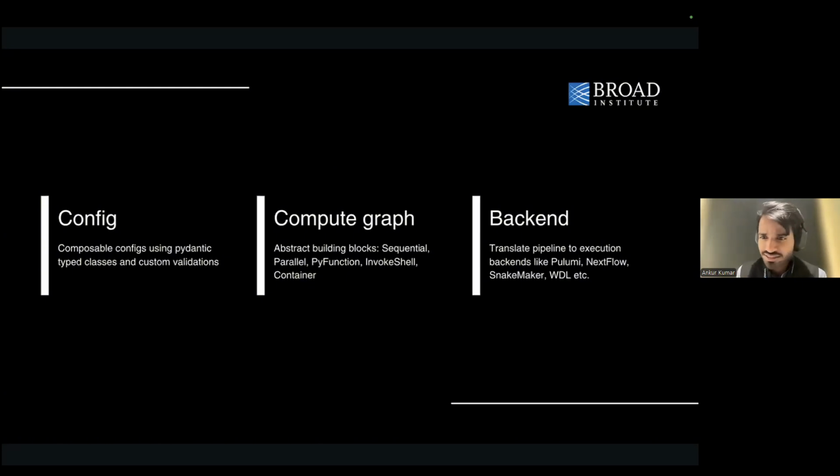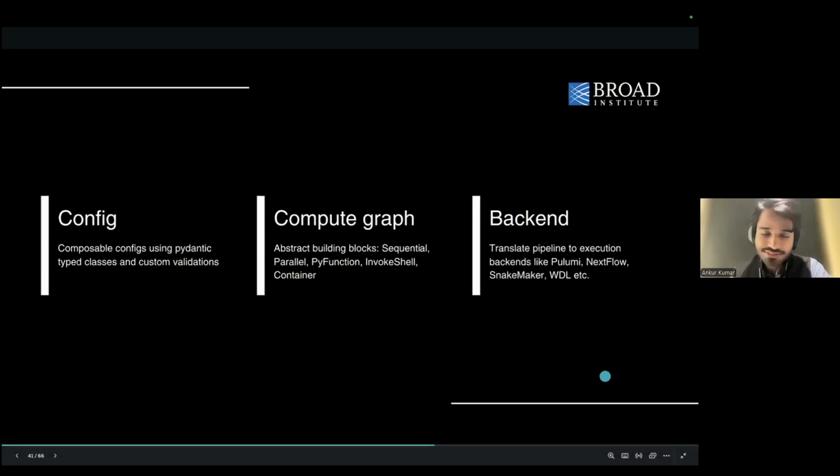The second part was just the compute graph itself, where you're defining all the functions. We built our own abstractions for that, and I'll go into why we did that. And then finally the backend, right? Once you configure your pipeline and you have your compute graph, you want to execute it. You might want to execute it locally, on AWS, on GCP, or maybe your own HPC clusters. So when we think about pipelines, we think about these three buckets.